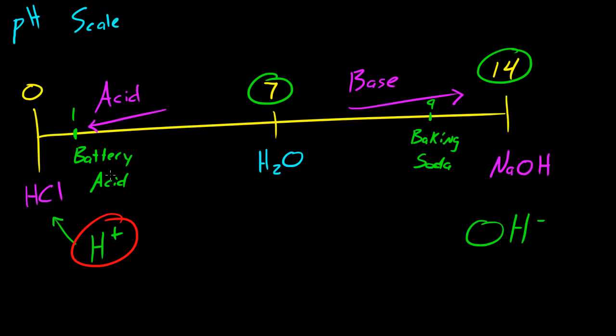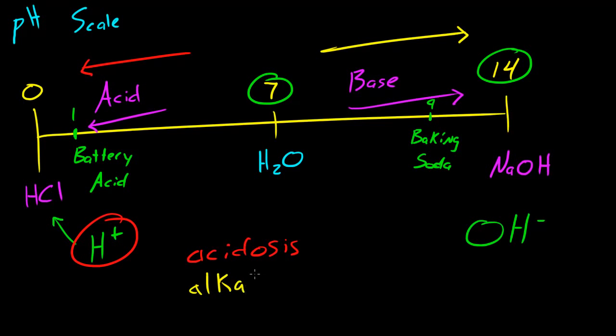And just some random bits of information. In organisms, in people, if your blood becomes too acidic, and that means if the pH drops too low, it can develop a condition called acidosis. And the opposite of that is if your blood becomes too basic, or if the pH is too high, it can develop alkalosis.